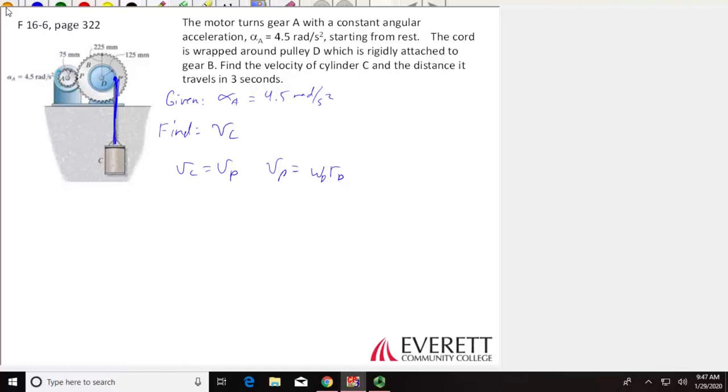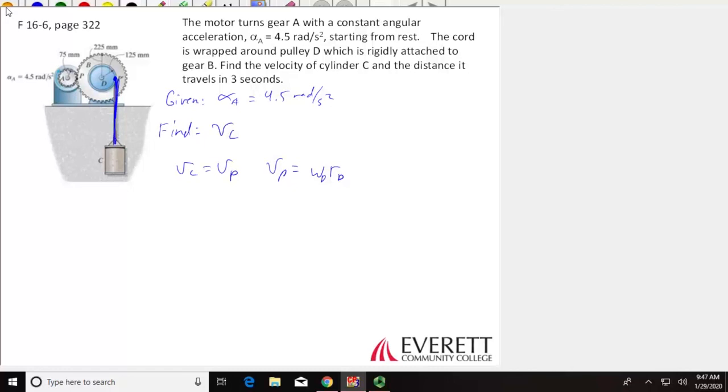You have to do some reasoning here and some tracing from one end to the other. So basically, if we can find omega D, we can find our answer. We have 2 ways of doing it. We can either find the velocity of A and translate that over to D, or we can translate over the acceleration and then do kinematics. Let's go ahead and do the first one I said.